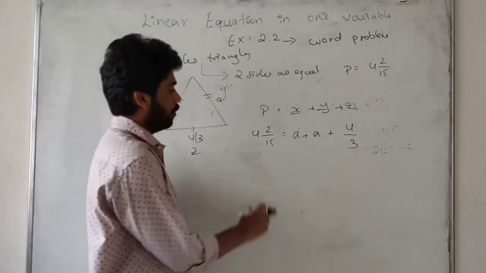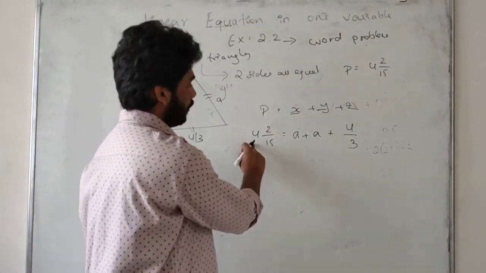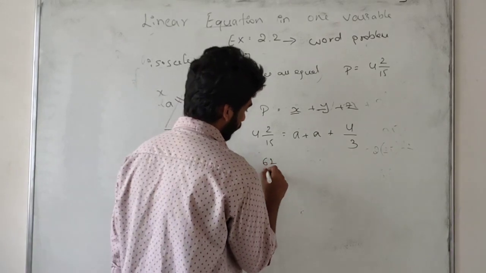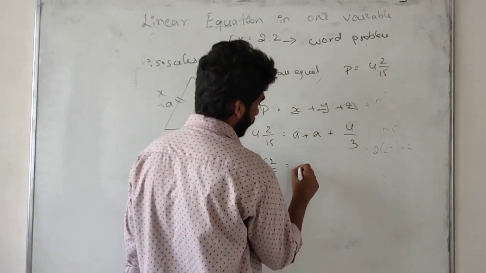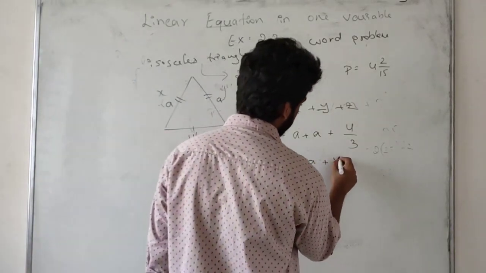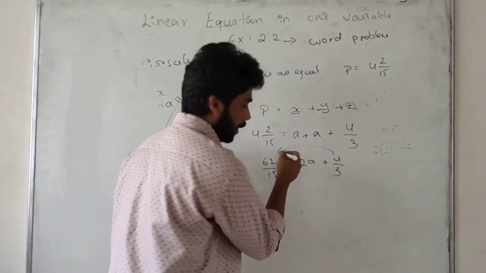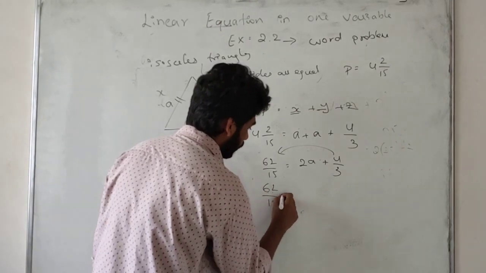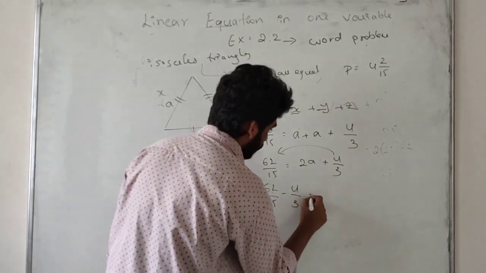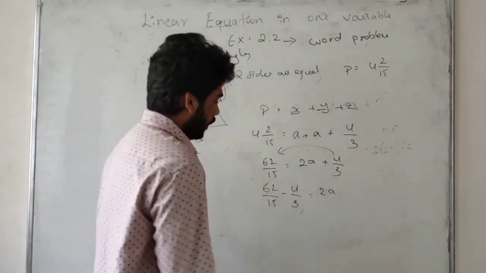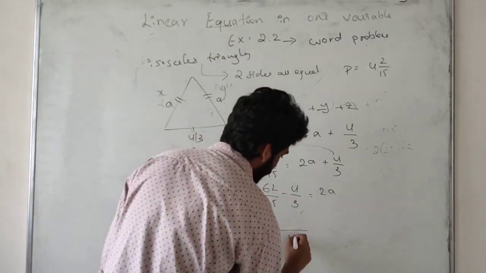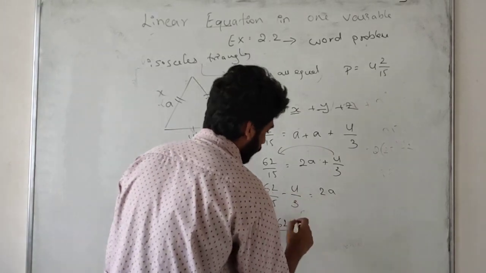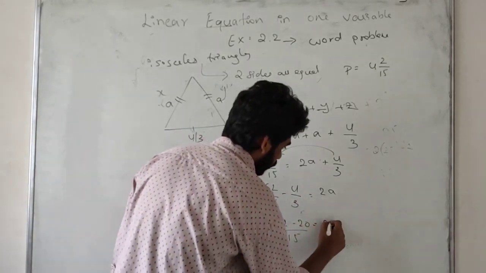Okay. Now this one is a mixed fraction. Make it a proper fraction: 15 times 2 is 30, plus 4... 34 by 15 is what we get, written here as 62/15 in the lecture. Now a plus a, 2a, plus 4/3. Take 4/3 to the other side. So we get 62/15 minus 4/3 is equal to 2a. LCM, take it as 15. So 62 minus 3 fives, 4 fives are 20, is equal to 2a.